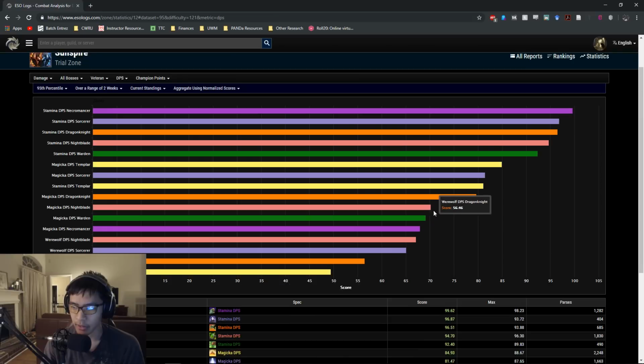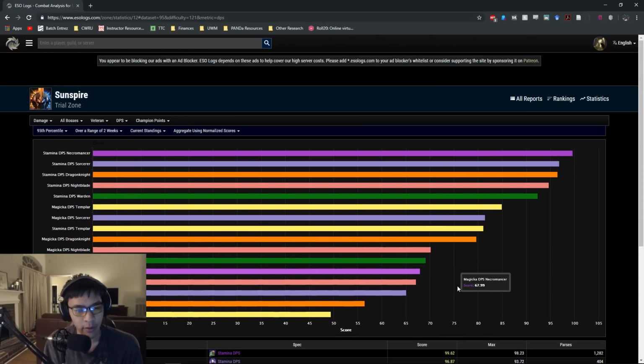What's up guys, Asian here again with another video, and today we're going to be discussing this particular graph that we're seeing on ESO Logs. This has kind of been making the rounds on the official forums and on Reddit, and there's been a lot of misinterpretation of this chart itself, as well as other charts that are coming from this similar page here.